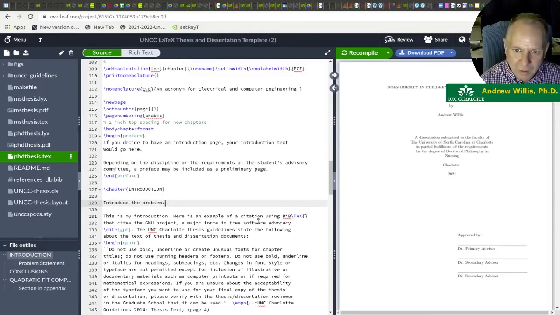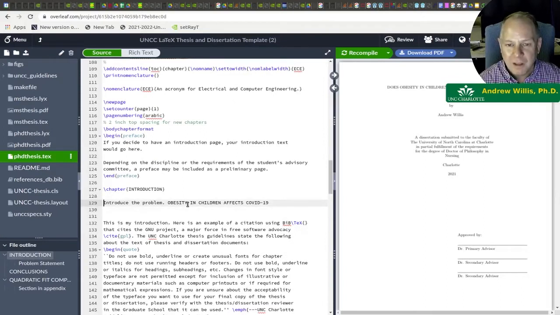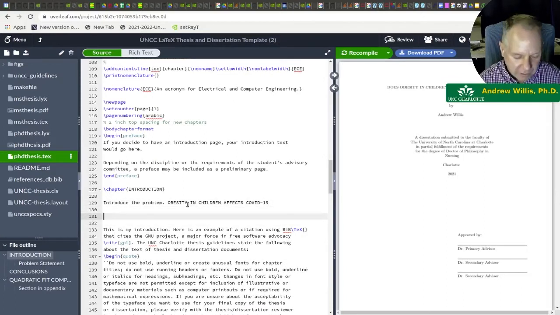And so the statements that you need to say there are essentially something related to obesity in children, and what that has to do with COVID-19, how they relate, and sort of what the state of research is in that. And so that would be the onus of paragraph 1. Paragraph 2 often says something about typical approaches to the problem.